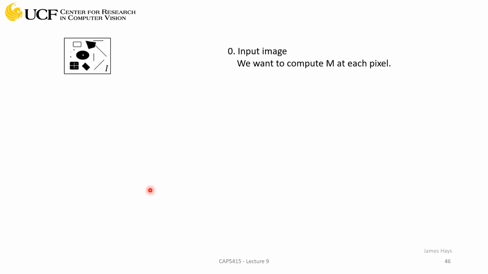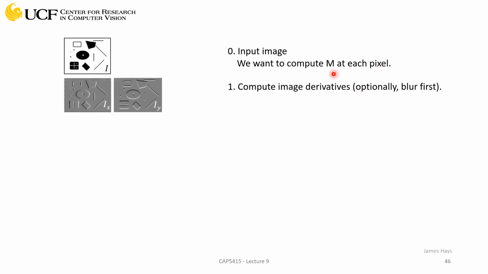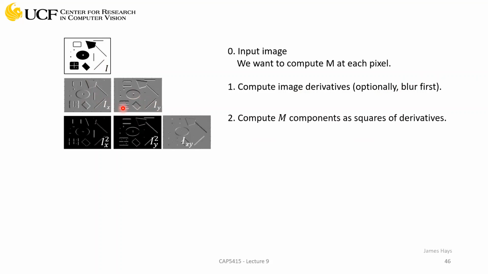So let's quickly go through all the steps which are required for Harris corner detection. You have the input image, and we want to compute this moment matrix for each pixel. So what we do is we first compute the partial derivatives, Ix and Iy. It's optional, you can blur first, which might improve the performance, because if you have a noisy image, then that noise can be reduced. But again, that's optional. So you compute the partial derivatives.